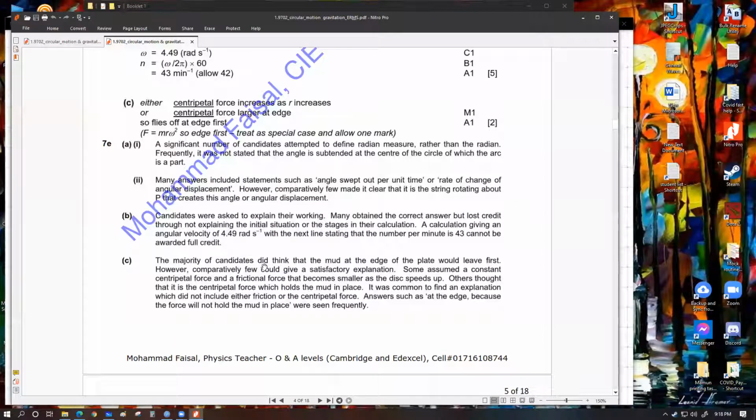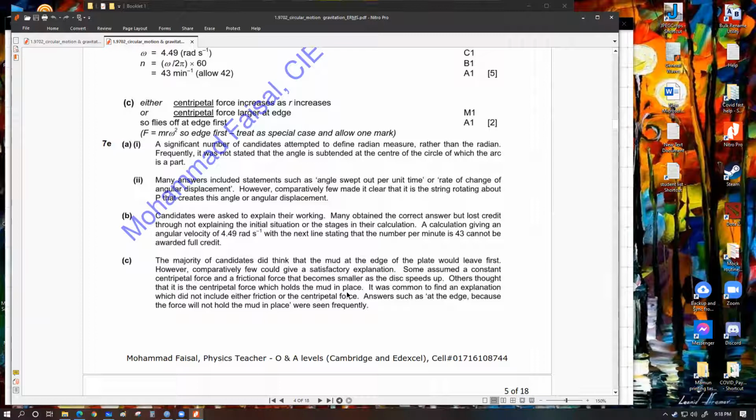The examiner's report says: The majority of candidates did think that the mud at the edge of the plate would leave first. However, comparatively few could give us the satisfactory explanation. Some assumed a constant centripetal force and a frictional force that becomes smaller as the disk speeds up. So some people assume that the centripetal force would remain constant, but the frictional force would become weak, which is absolutely wrong.